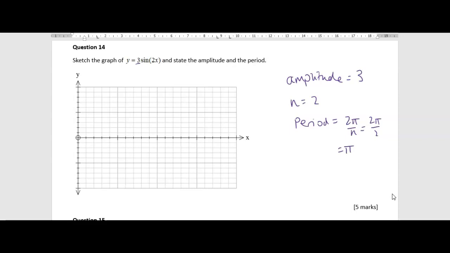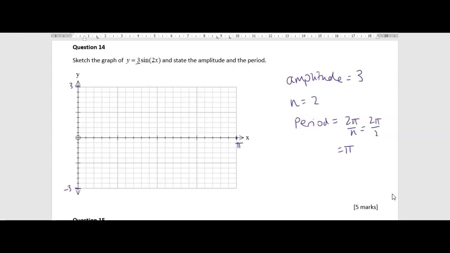Now, when sketching your sine and cosine graphs, plot the information first. So our amplitude is 3, so that means the highest value we've got is 3, and the minimum value is -3. The period is pi. So if we're just doing one full revolution of the circle, we're going to pi. Okay, that's what it means by a period.